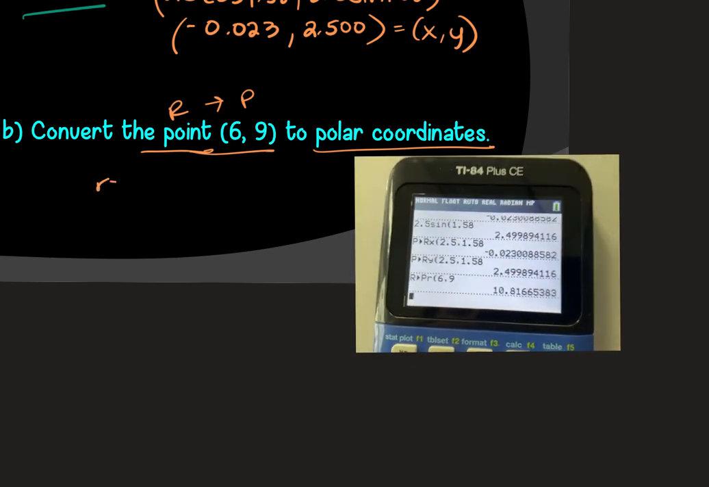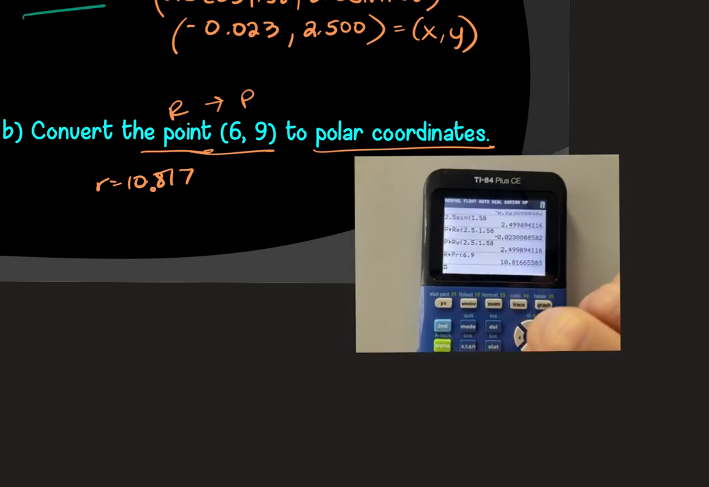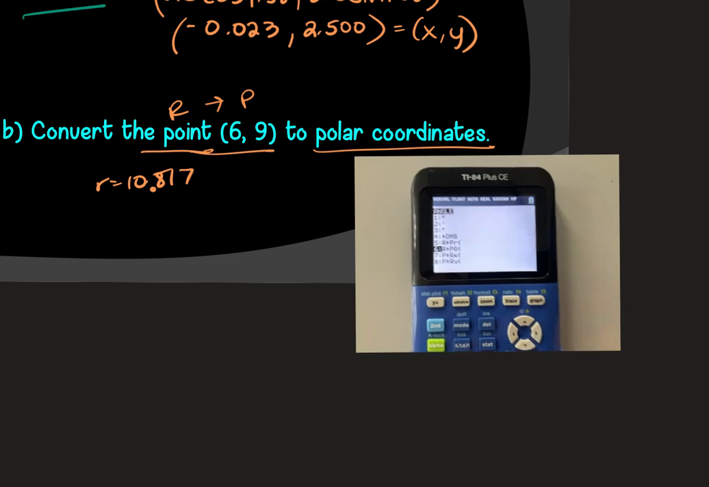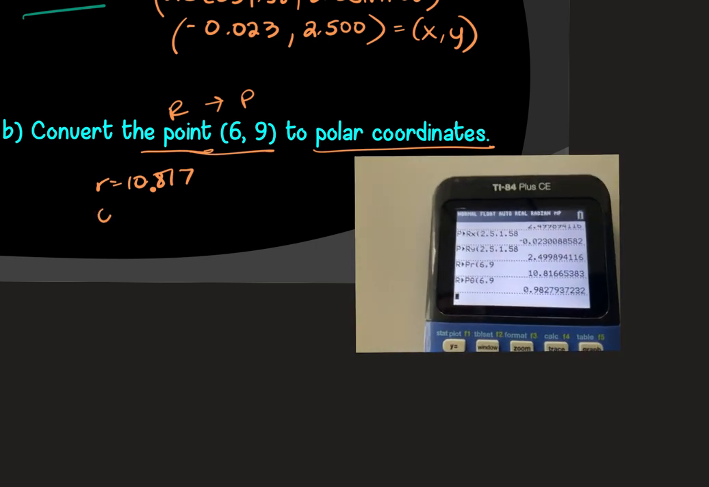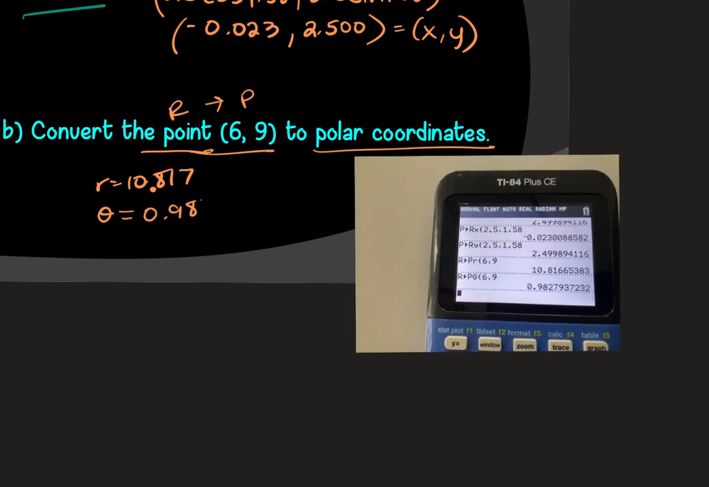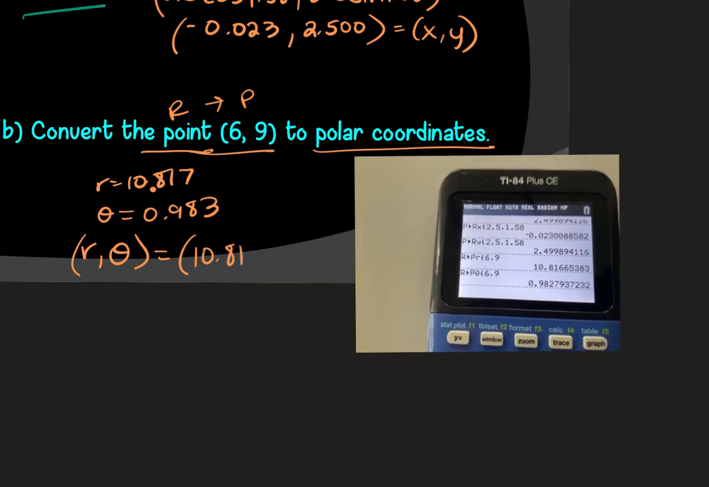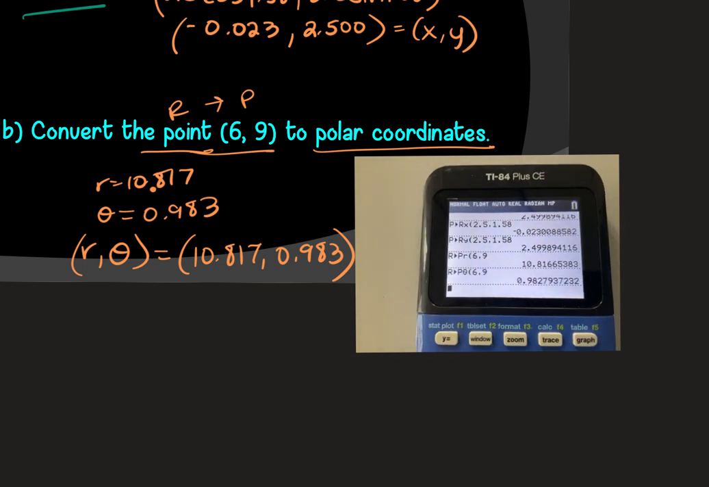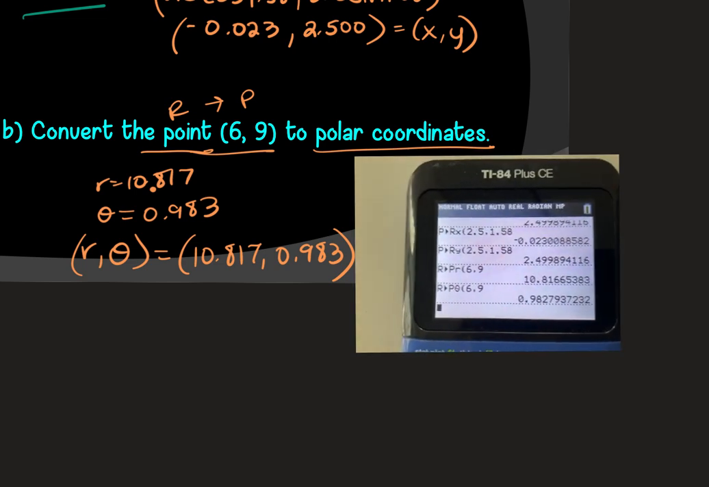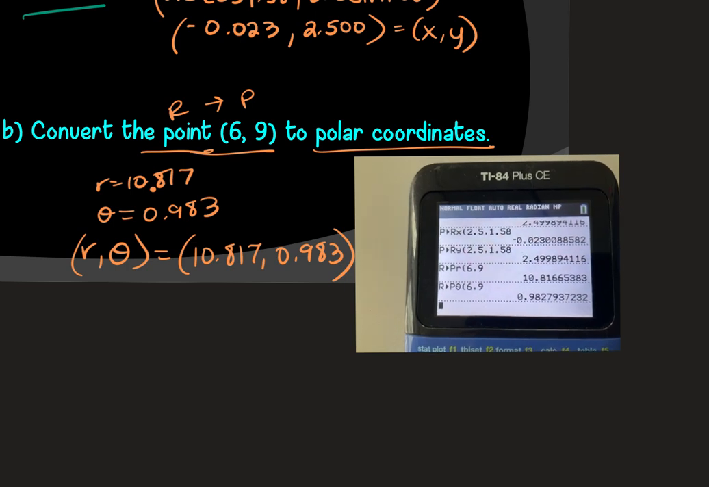So my r is 10.817. Then do it again, second, apps, R to P theta, 6, comma, 9. And there's theta, 0.983. So my r, theta is 10.817, comma, 0.983. I would especially say to use it for the one where we're converting from rectangular to polar, because the signs get tricky.